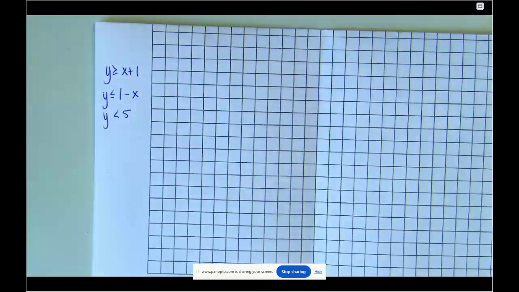Okay, please, graph and shade. Okay, there should be a significant decrease in your talking.